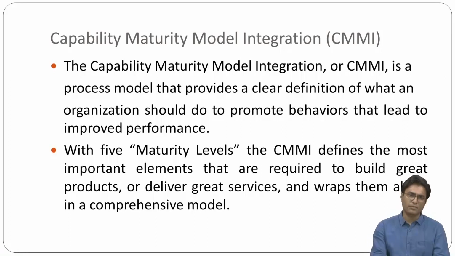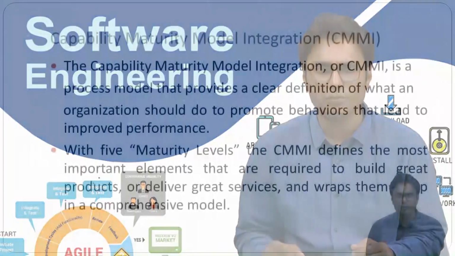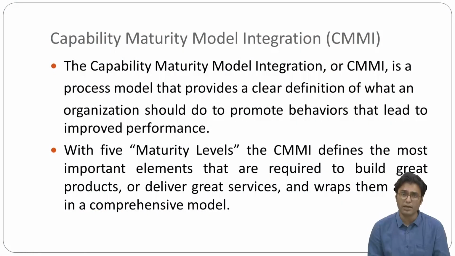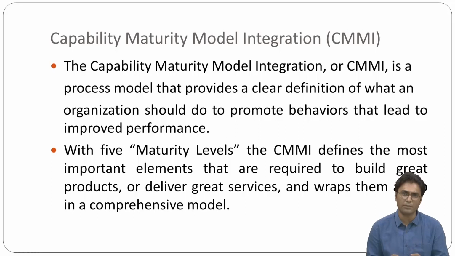So in the next slide, we have the capability maturity model. The capability maturity model integration, or CMMI, is a process model that provides a clear definition of what an organization should do to promote behaviors that lead to improved performance, right? So with 5 maturity levels, the CMMI defines the most important elements that are required to build great products or deliver great services, and wraps them all up actually in a comprehensive model, we can say.